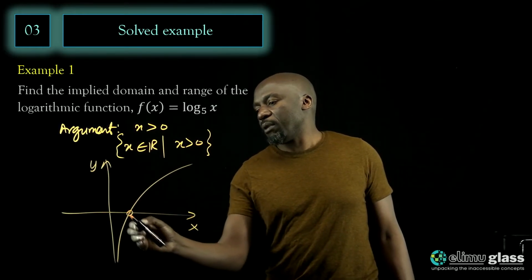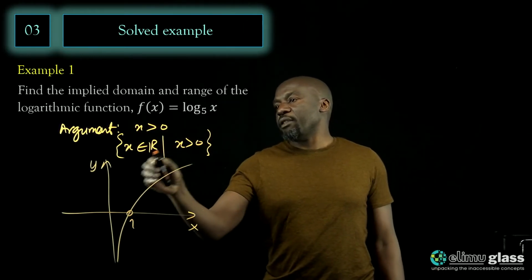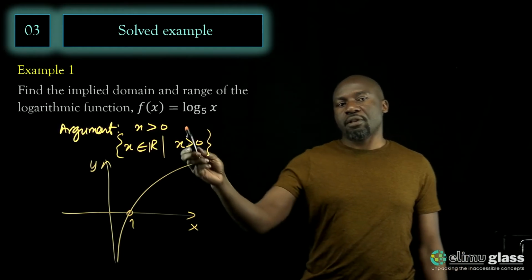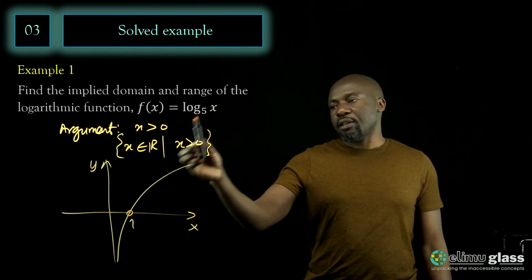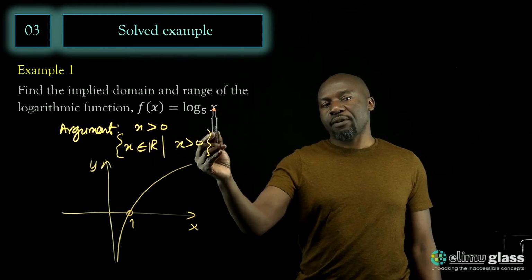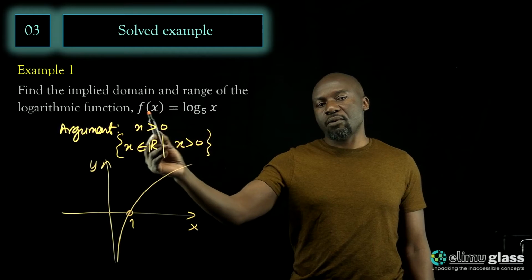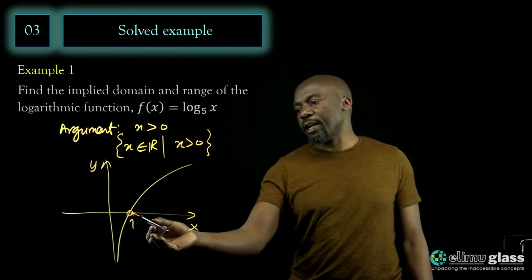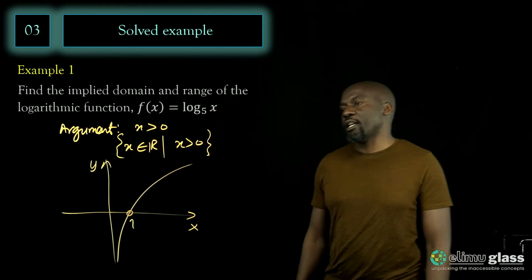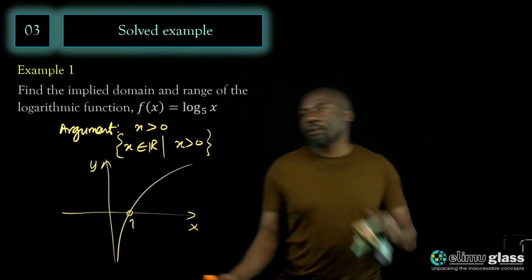Okay, the graph will pass through 1, because the value of x for which the function becomes 0: if x is 1, log of 1 to any base is always 0. So x has to be 1 here, and this is how the graph of this particular function looks. All right, let's look at the next.